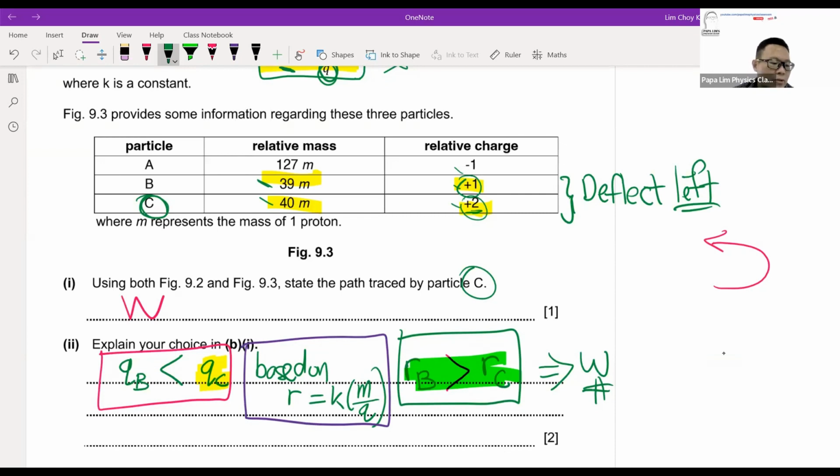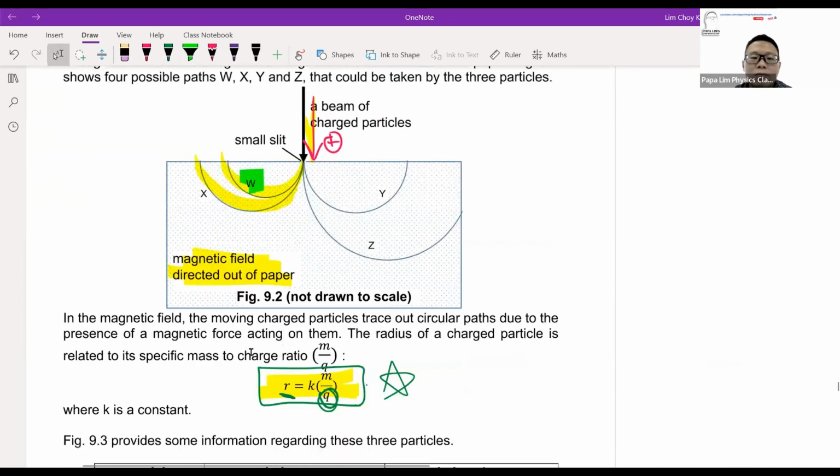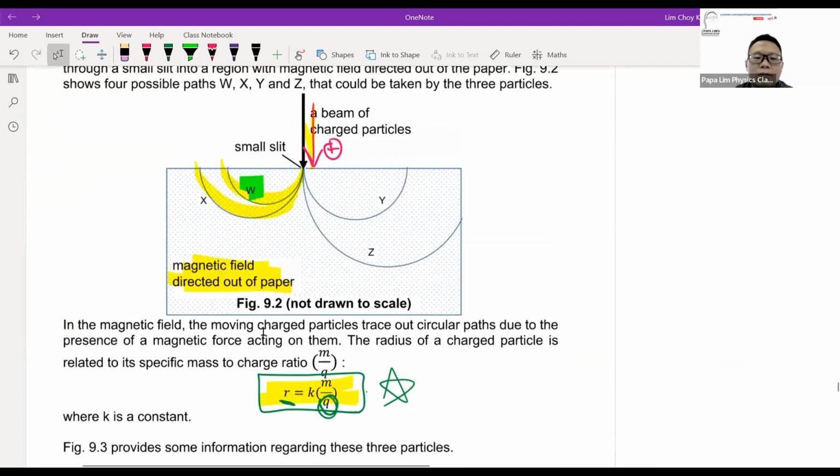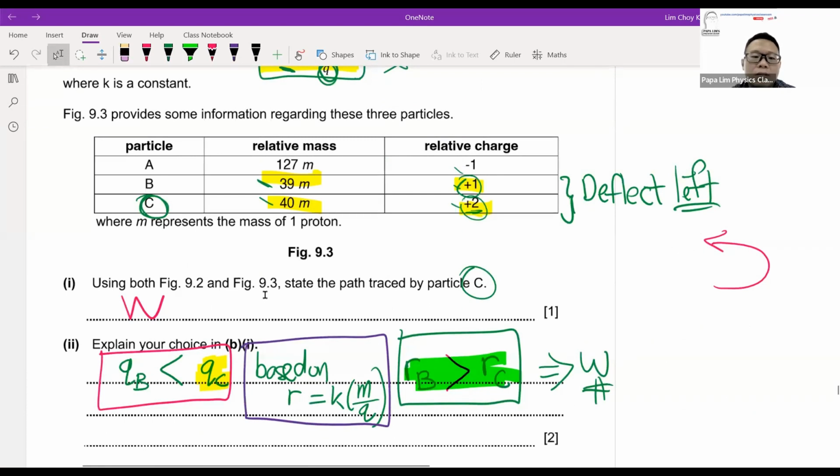The key thing here rests on the fact that you must be able to identify that it is using your left hand rule that it is on the W and X. If you make a mistake in your left hand rule, the whole question will be messed up. So left hand rule, right hand rule, Fleming left hand, Fleming right hand, and Maxwell right hand are very, very important. It's very useful. It's utilized quite a lot.